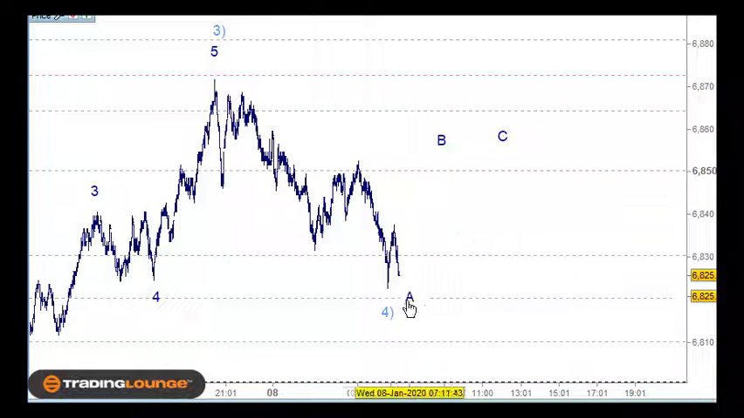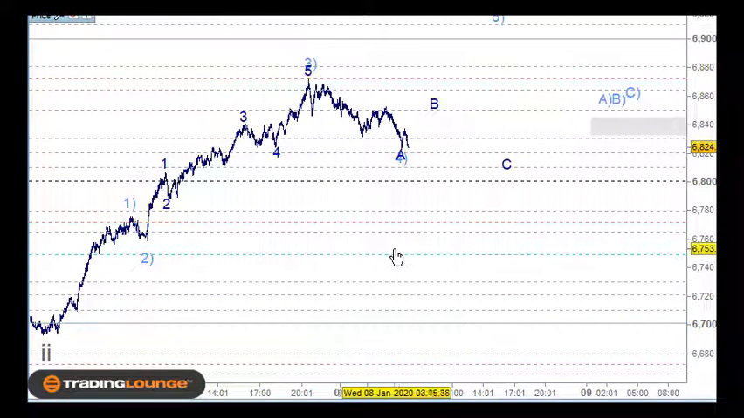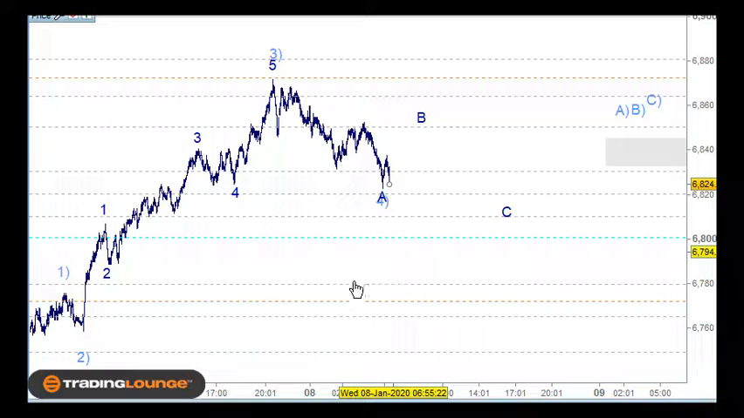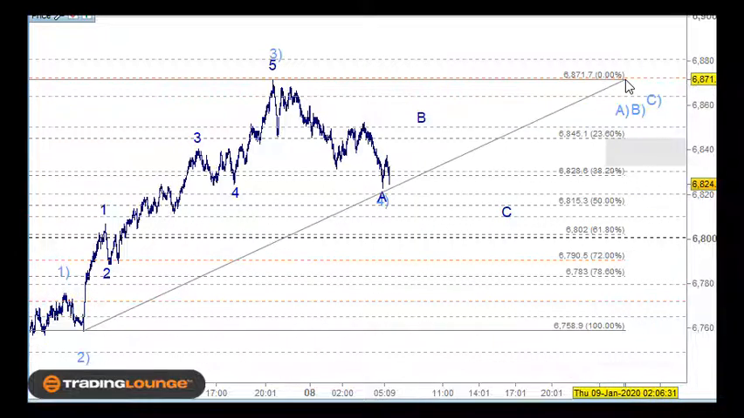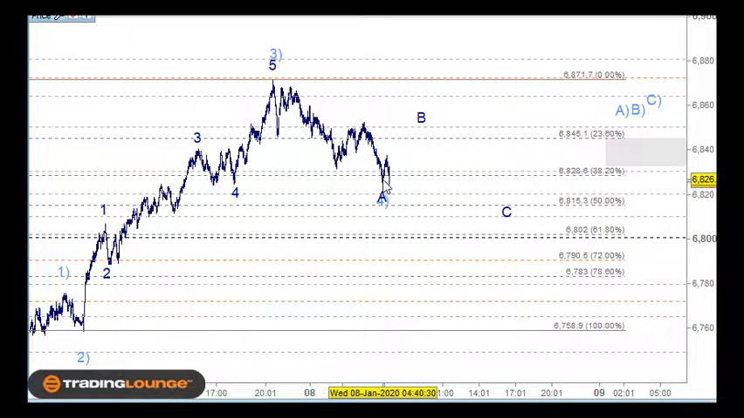So this would make the A wave here, the B wave back up into this supply level here somewhere, and wave C can play out here. But if I take this from the wave 2 low here, just to give you an idea, up to wave 3 there, the 38.2% is already here, and that's the wave 4 of one lesser degree.